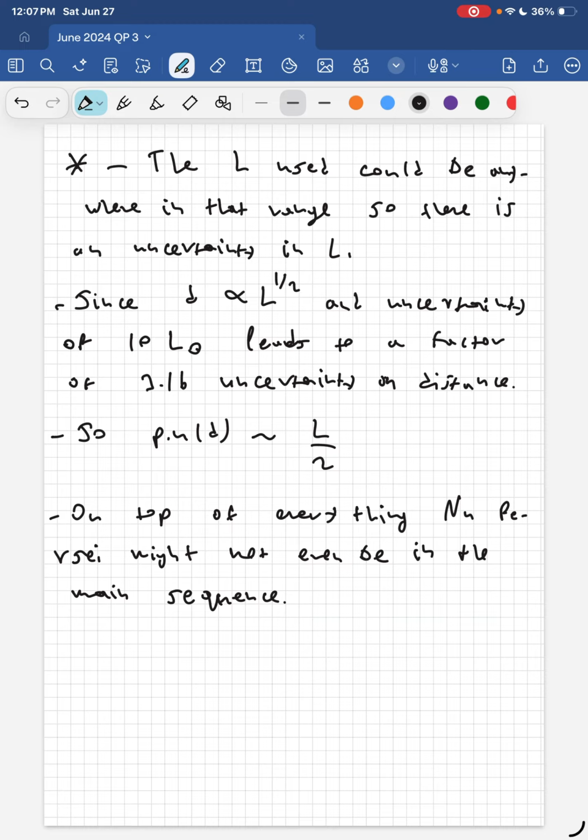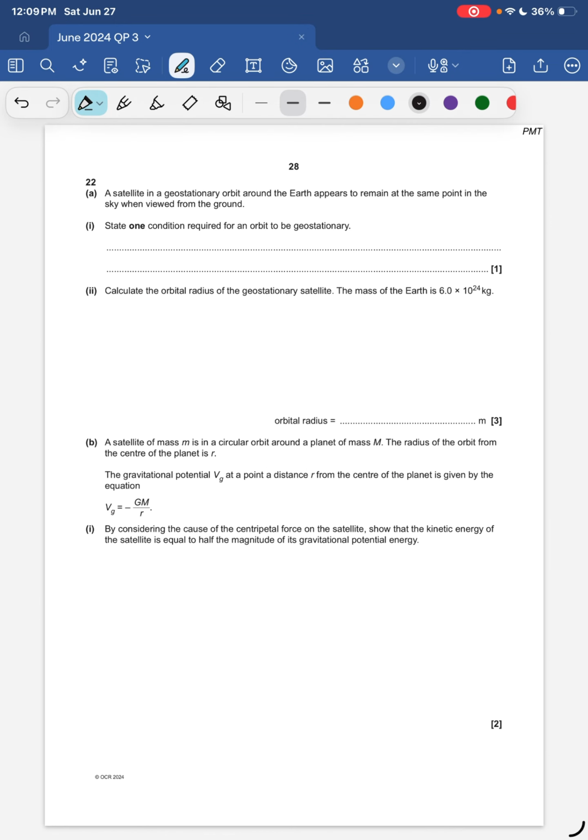This is a good time to stop and move on to the next problem, which is 22. Okay, 22, a satellite in a geostationary orbit around the Earth appears to remain at the same point in the sky when viewed from the ground. State one condition required for an orbit to be geostationary. So we need equatorial orbits, okay, with a period of 24 hours.